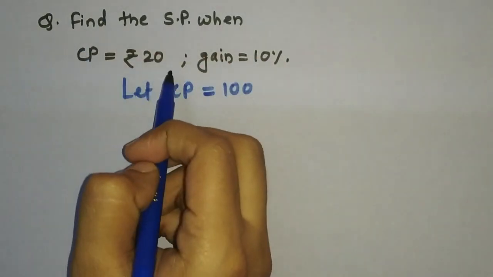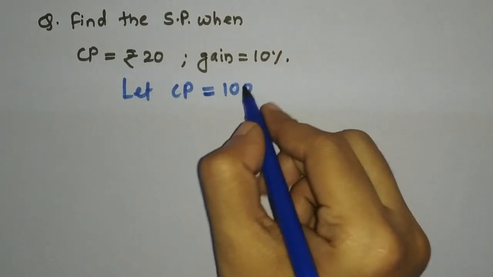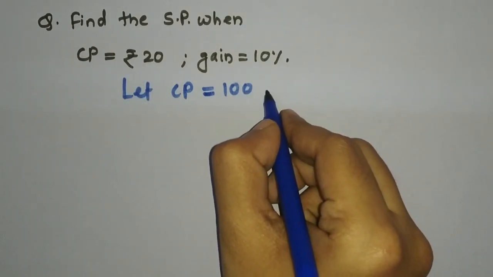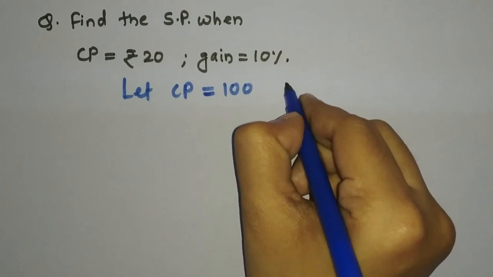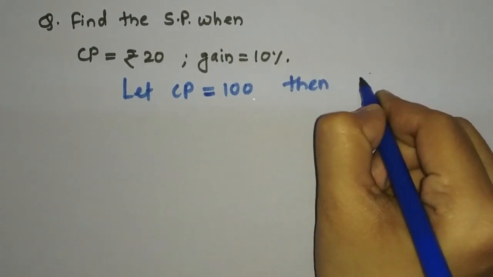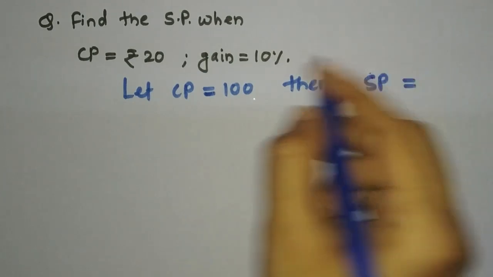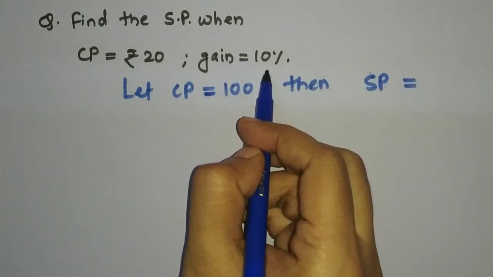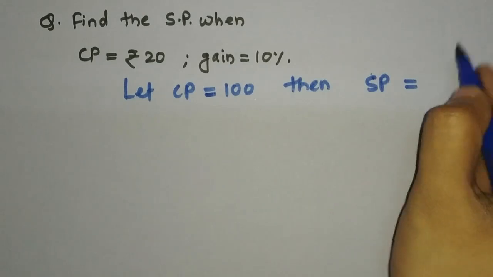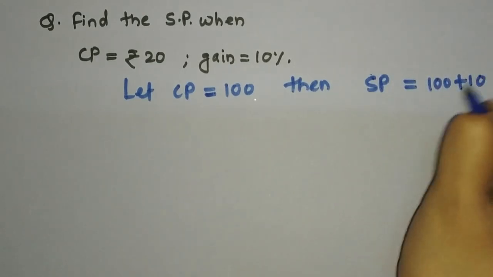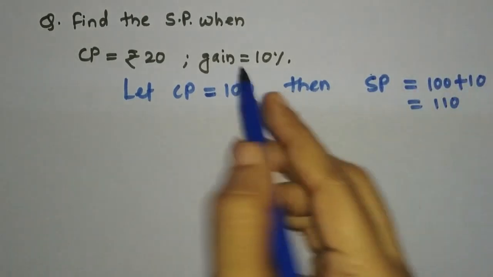First of all, we'll find out if the value will be 100, then what will be there. Then we'll find out for this rupees 20. So let cost price is 100. Then its selling price will be, it is a 10%, so we'll add 10 into this. 100 plus 10, we'll get 110.